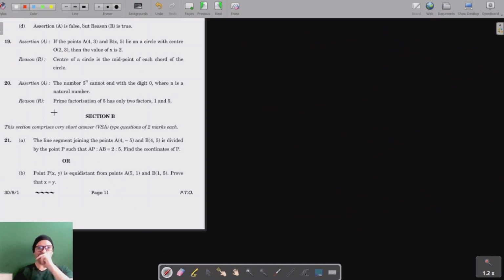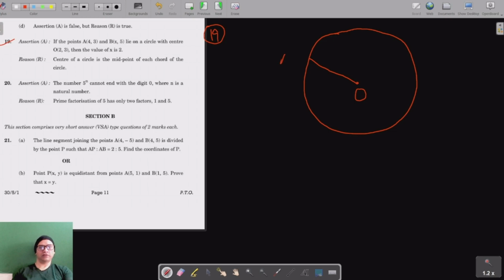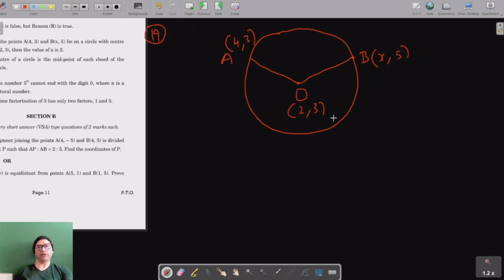For question number 19, that is an assertion and reasoning based question. It's given that the points A and B lie on a circle with center O. So let's say this is the circle with center O, and this is the point A. Point A has coordinates 4, 3, center O has coordinates 2, 3, and there is a point B that lies on the circle and has coordinates x, 5. Let's join them.